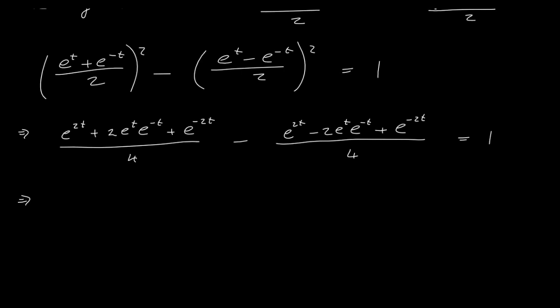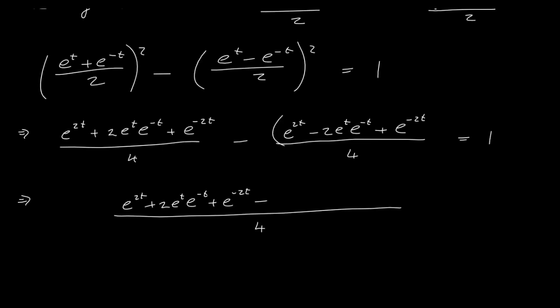Now let's add these two fractions. So our common denominator is 4. That'll give us e to the power of 2t plus 2e to the power of t times e to the power minus t, plus e to the power minus 2t. And it's going to be minus all of this on the top, so we've got to change these signs. So it's going to be minus e to the power of 2t plus 2e to the power of t times e to the power minus t, minus e to the power minus 2t.